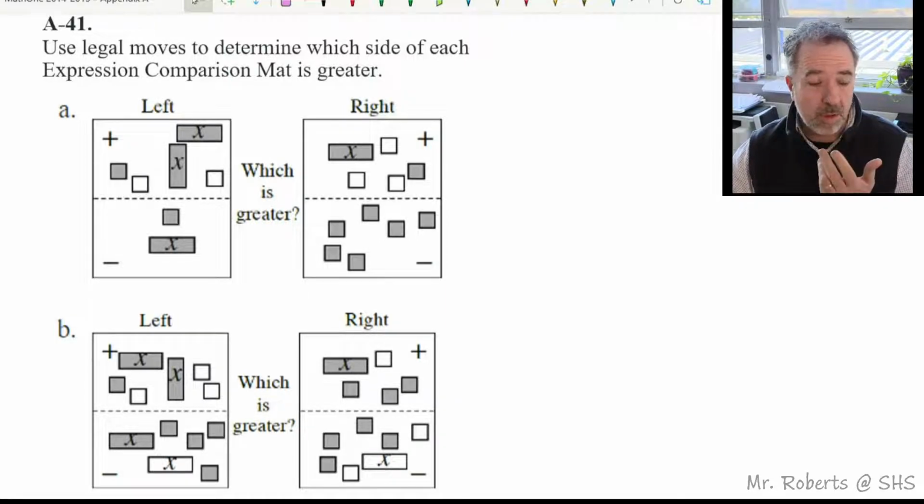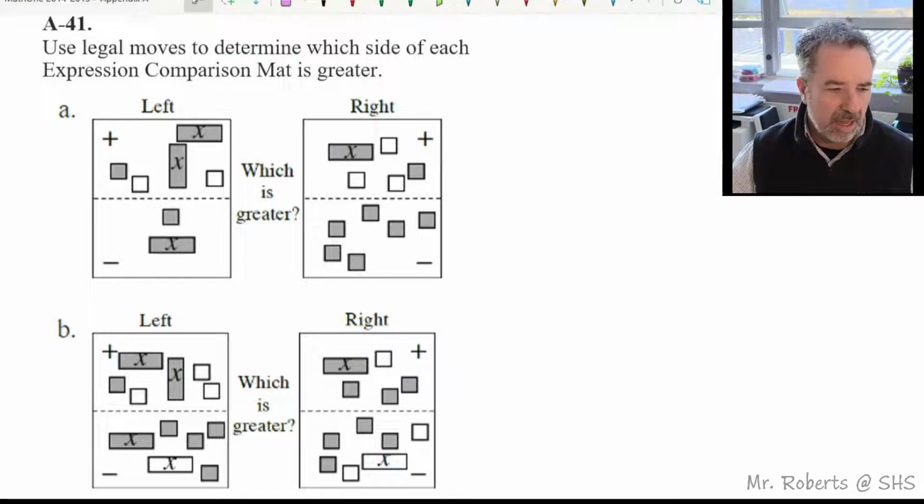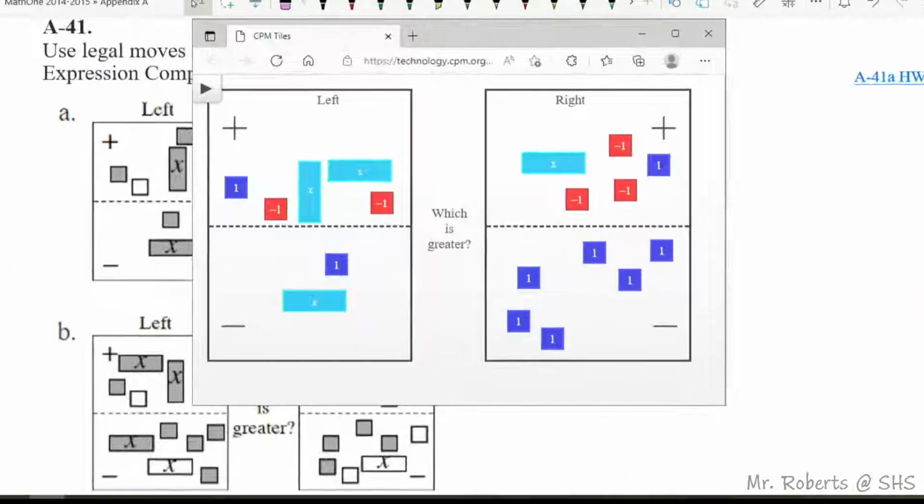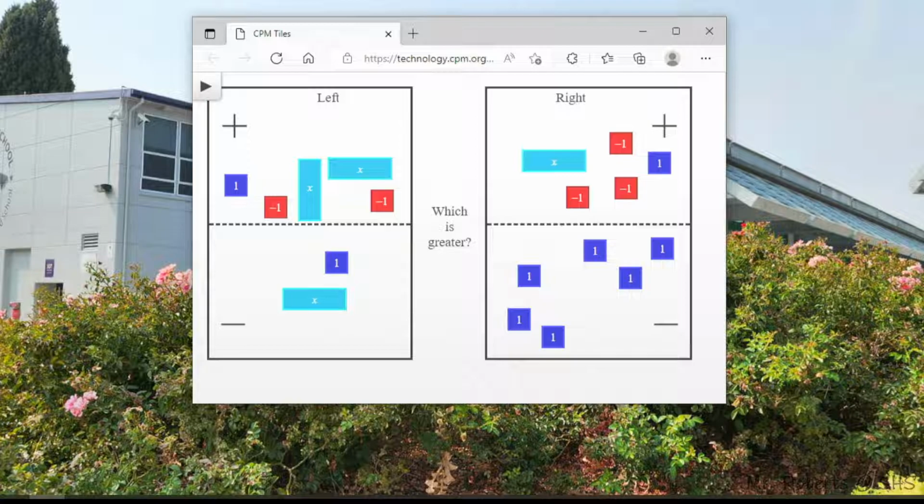If you've got your ebook with you, if you open it up, it'll have these tiles, which I find makes it a lot more simple to deal with. So I'm just going to go to those tiles right here. And legal moves, right? Some things we can do.